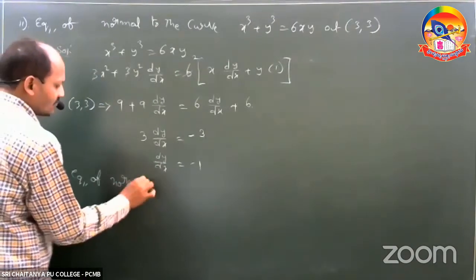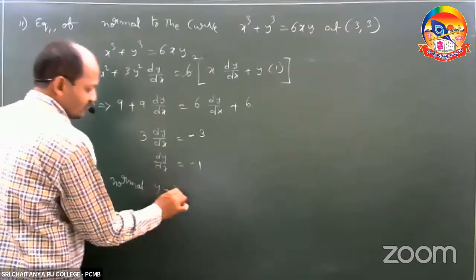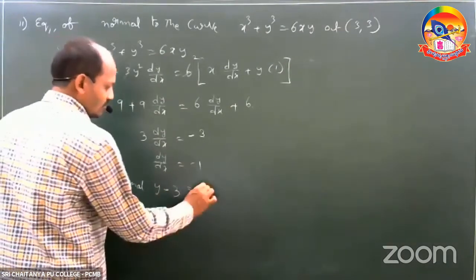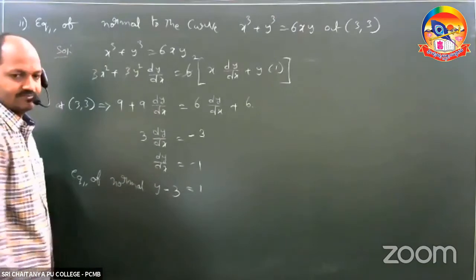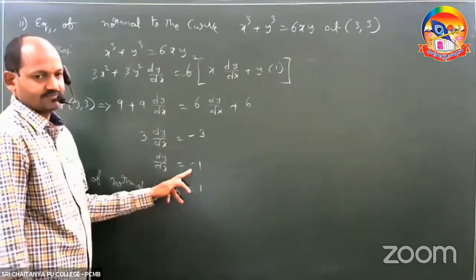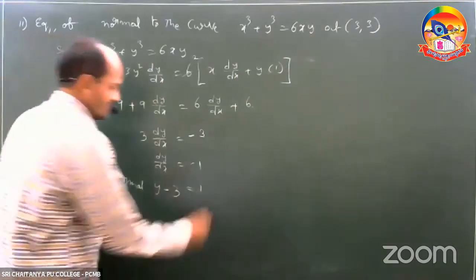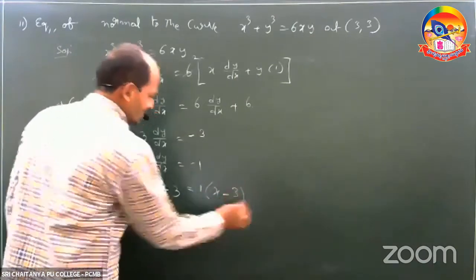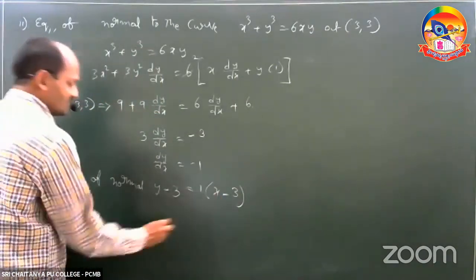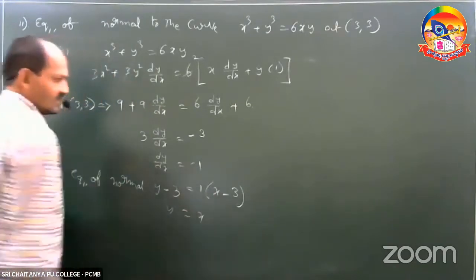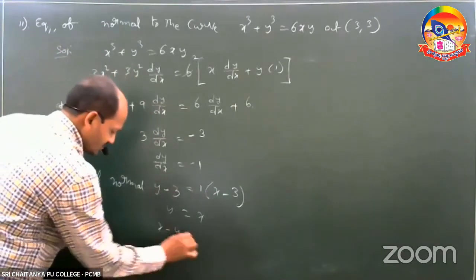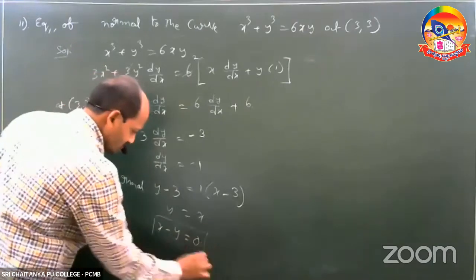Equation of normal: y minus y1 is equal to minus 1 by m. Already the m value is minus 1, and normal means minus 1 by minus 1, so 1 into x minus x1. So on both sides, minus 3 remove. It is y is equal to x, so x minus y is equal to 0.